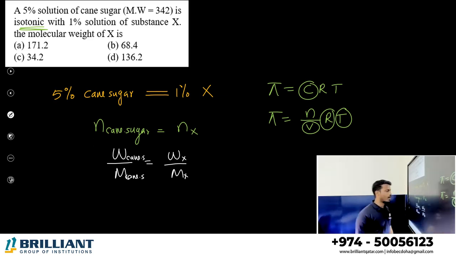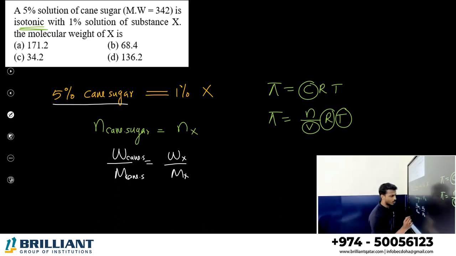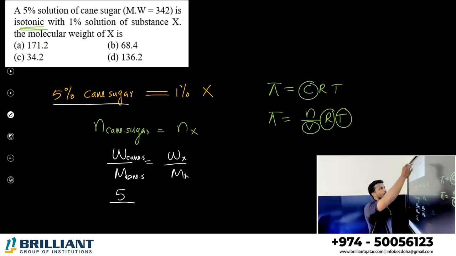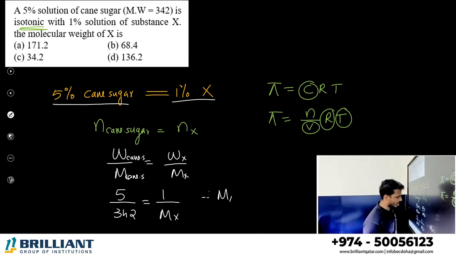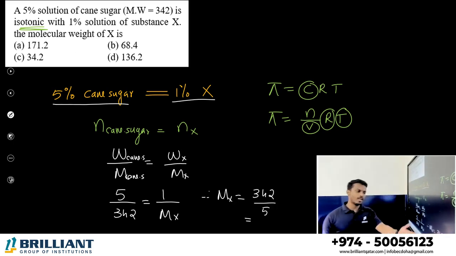This is the weight of X, and the molecular mass of X. What is the weight of cane sugar, dear student? 5% means 5 gram cane sugar in 95 gram water. So the weight of cane sugar is 5. The molecular mass of cane sugar given is 342, equal to weight of X, which is 1%. What is 1%? 1 gram X in 99 gram water. So 1 divided by the molecular mass of X. The molecular mass of X equals 342 divided by 5, which is 68 something. So the answer can be option B, 68.4.